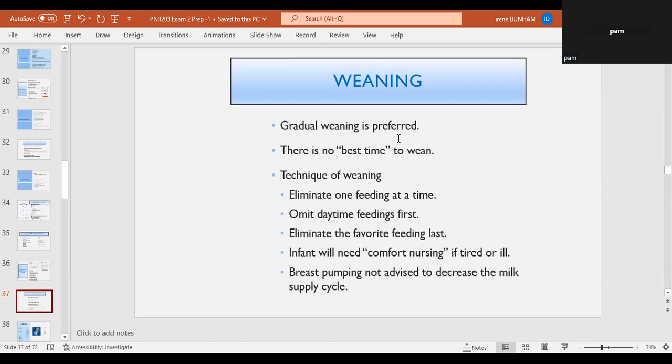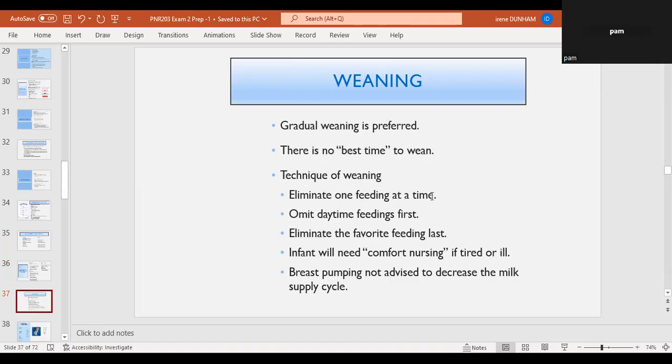Now, weaning, gradual weaning is preferred. There is no best time to wean. And so you have a technique of weaning. So what you're going to do is you're going to eliminate one feeding at a time. Because a baby is attached to mom, you really enjoy the feeding. So it's a special time. So this is hard to do, but you have to do it.